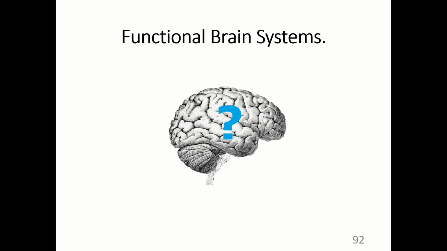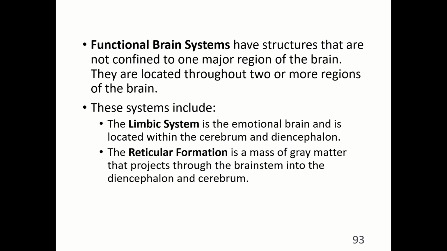Here we'll look at functional brain systems. Functional brain systems have structures that are not confined to one major region of the brain. They are located throughout two or more regions of the brain. These systems include the limbic system and the reticular formation.